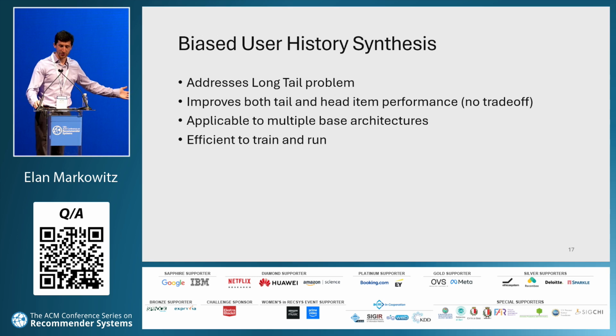So in conclusion, with biased user history synthesis, we're addressing the long tail problem, improving not just the amount of tail items recommended, but improving the quality of those recommendations as well. We see that the quality improvement doesn't hurt head item performance. In fact, it still improves it. So there's no trade-off there. And it's applicable to multiple base architectures and efficient to run.